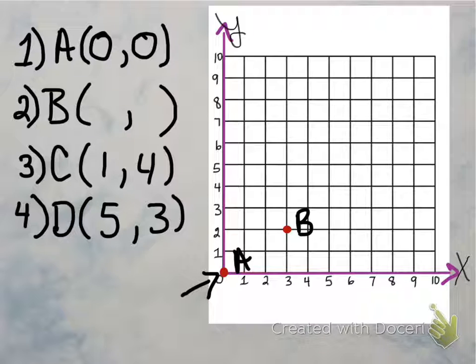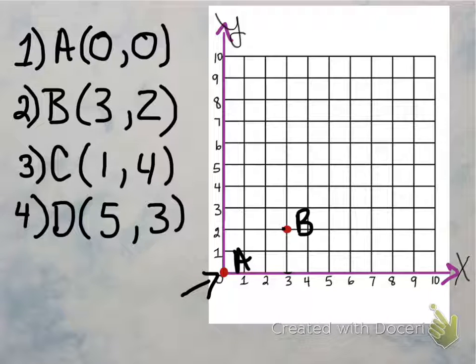All right, let's look at point B. To find the value for point B, we need to see what the x value is and then what the y value is. If I follow the x-axis, I can see that it lines up with the 3. And then if I follow the y-axis, I can see that it lines up with the 2. So my ordered pair would be 3, 2.